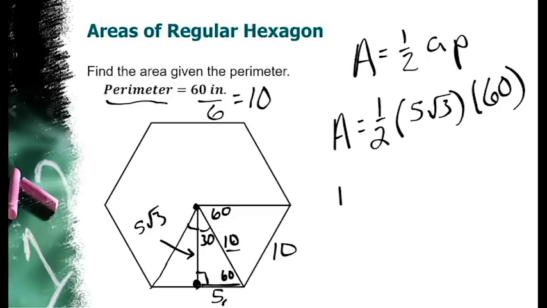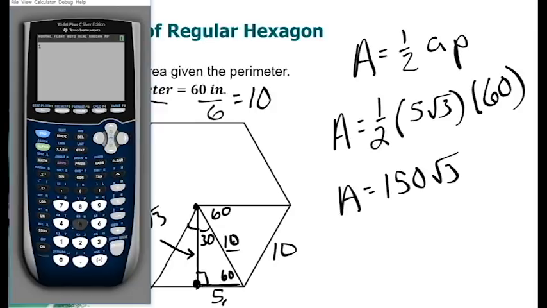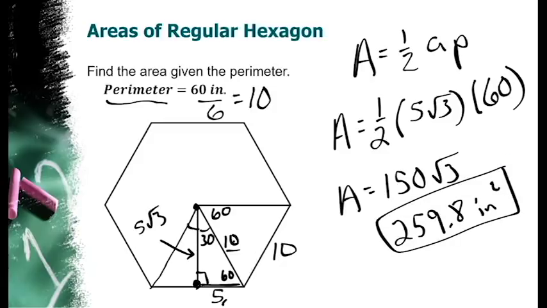So we have everything we need for our formula to calculate the area. Half of 60 is 30. 30 times 5 is 150√3. Go ahead and calculate that out. 150 square root of 3 gives us an answer of 259.8. Square inches would be our units, and we're all set with the area of that hexagon.